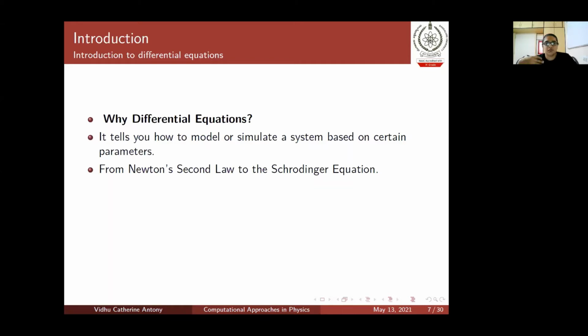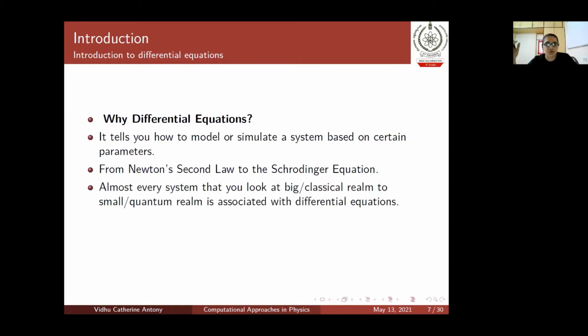So from Newton's second law to the Schrodinger equation, almost every system that you look at, big or classical, to small or quantum, is associated with differential equations. Now, what are differential equations? You do not realize the subtleties of actually working through this.